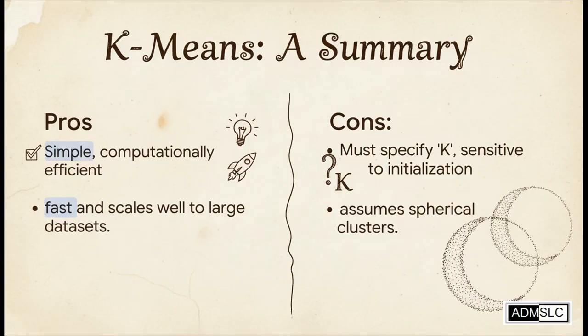So let's just quickly sum things up. The big advantages of k-means: it's simple, it's fast, and it scales really well. But of course, there are trade-offs. The things you have to watch out for are, you have to pick k yourself. It can be sensitive to where you start it, though k-means++ helps a ton. And here's a big one. It kind of assumes your clusters are nice, round, blob-like shapes.